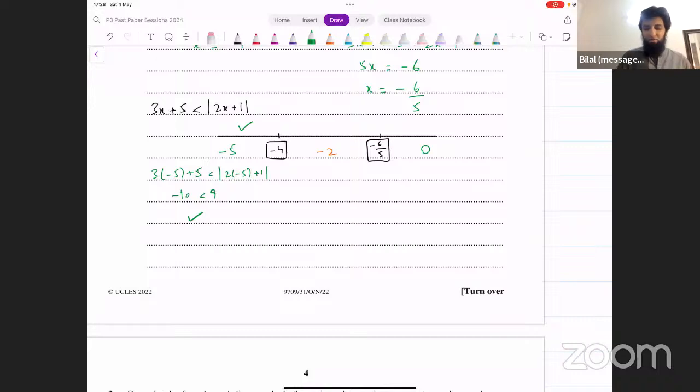Let's try -2 now. If we try -2, that gives us 3 into -2 plus 5. That is less than modulus of 2 into -2 plus 1. What does this give us? The middle region.